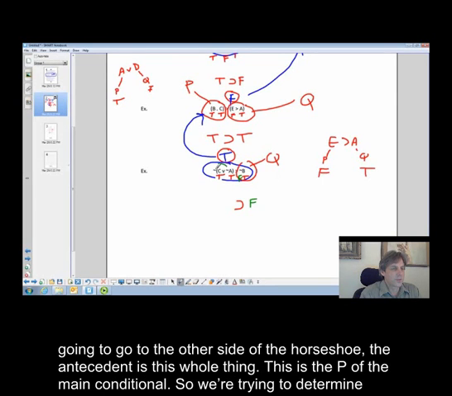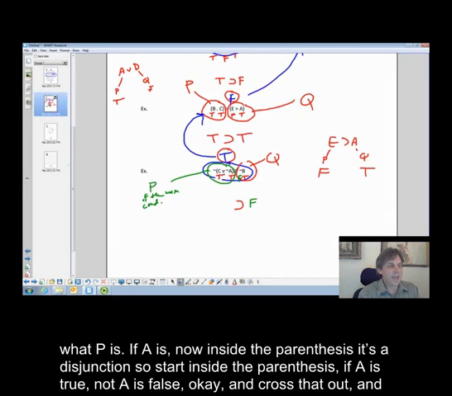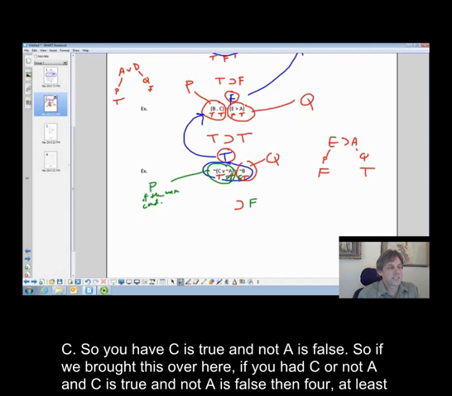Now we're going to go to the other side of the horseshoe. The antecedent is this whole thing. This is the P of the main conditional, right? So we're trying to determine what P is. Inside the parentheses, it's a disjunction. So start inside the parentheses. If A is true, not A is false. Okay, and cross that out.